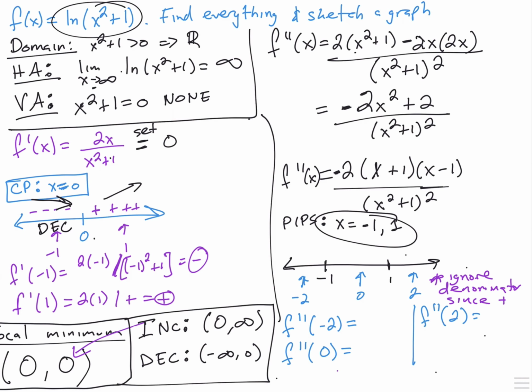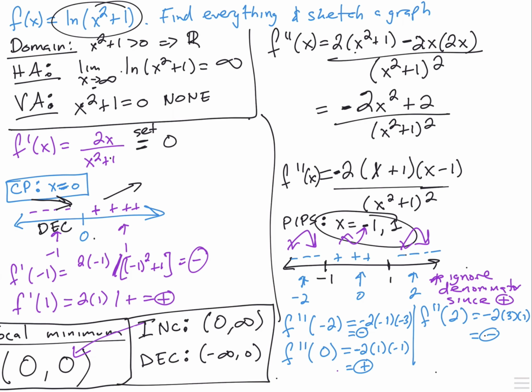Since it's always positive, right? So, okay, what do I have? If I plug in -2, I'm going to get -2 times -1 times -3. What is that? Negative. Okay. So what does that tell me? Concave down, right? Okay. If I plug in 0, I get -2 times 1 times -1, which is positive, right? So that means it's going to be concave up. And if I plug in 2, I get negative. So then it's going to be concave down.